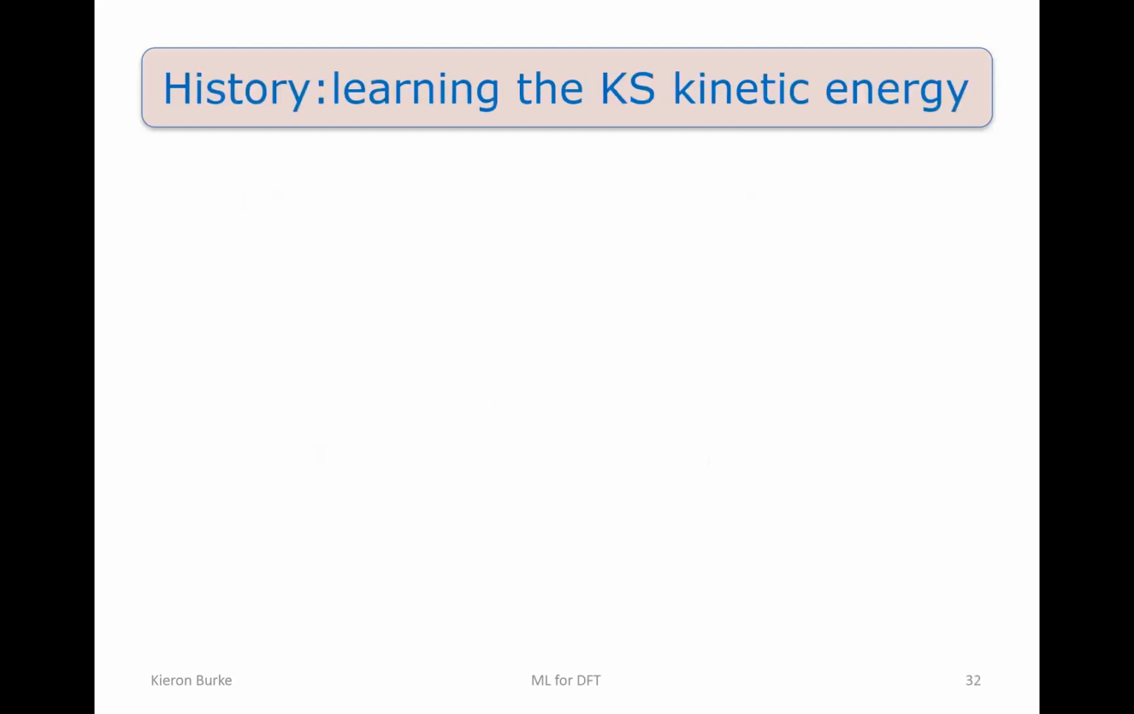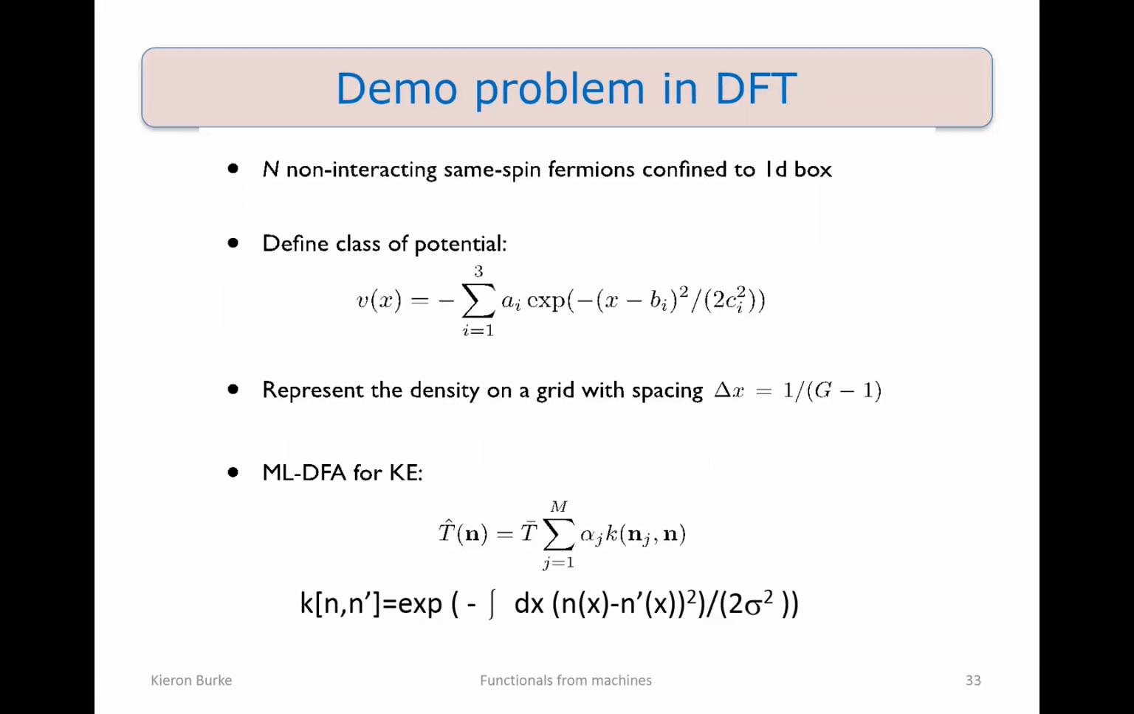Okay, so orbital-free DFT means learning the Kohn-Sham kinetic energy. If you know that as a function of the density, you don't have to solve the Kohn-Sham equations. So the first paper we did in 2012, and this is with Klaus-Robert Müller, who's a guru of machine learning, and a very good postdoc of his, Matthias Rupp. And they were just starting to explore applications in electronic structure.